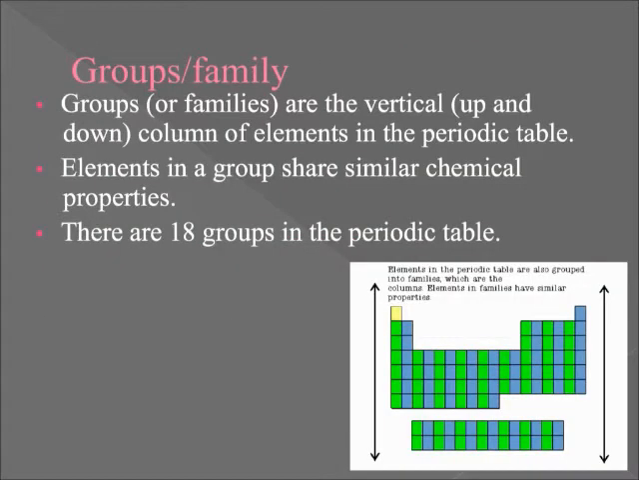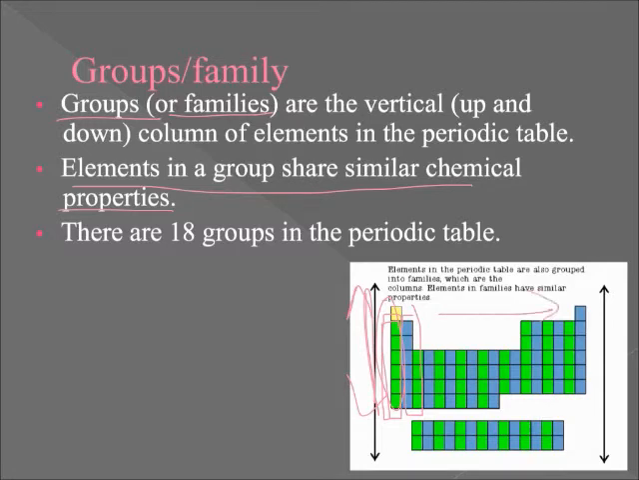The periodic table is organized by groups, or families, and also by periods. The groups or the families are the vertical up and down columns in the periodic table. There are a total of 18 groups in the periodic table, and these groups share similar chemical properties. For example, everything in group 1, highlighted in green, will share the same properties. Everything in group 2, in the blue column, will share the same properties, and so on and so forth, until you reach the 18th group in blue.